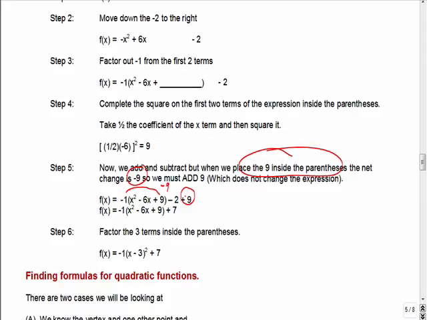And so that'll give us f of x is negative 1 times x squared minus 6x plus 9, and then plus 7. Again, we factor the terms on the inside of the parentheses, and our final result is negative 1 multiplied by x minus 3 squared plus 7, which, yes, we could just write as the negative of x minus 3 squared plus 7.